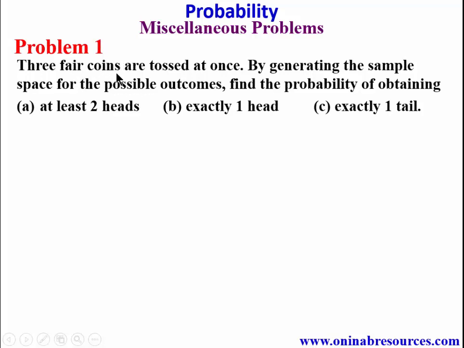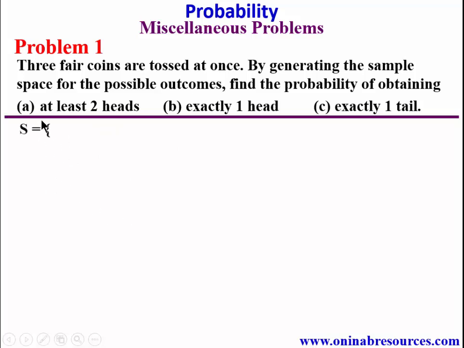3 fair coins are tossed at once. By generating the sample space for the possible outcomes, find the probability of obtaining A, at least 2 heads, B, exactly 1 head, C, exactly 1 tail. So in the solution, we are going to generate the sample space of the possible outcomes.